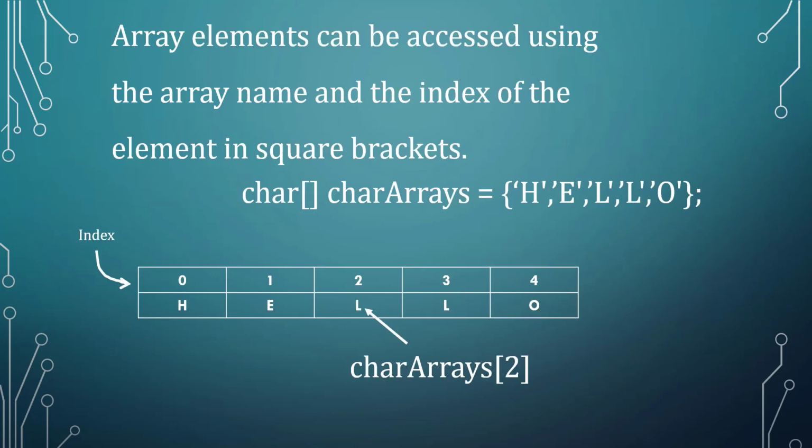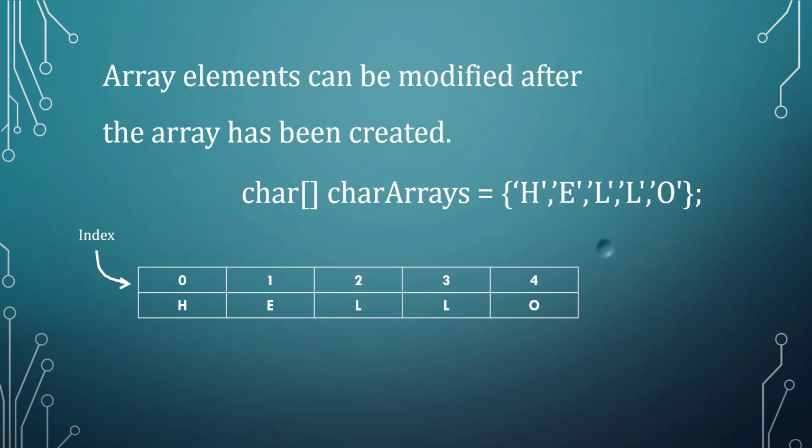Next, array elements can be accessed using the array name and the index of the element in square brackets. For example, we have the char array hello, and say that we want to access the element at index 2. That can be done by char array, which is the name of the array, then square brackets with 2, which is nothing but the index of that element. Array elements can be modified after the array has been created. It is possible to modify the elements in an array.